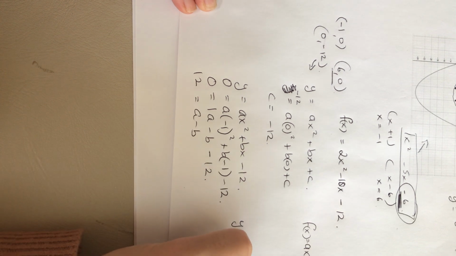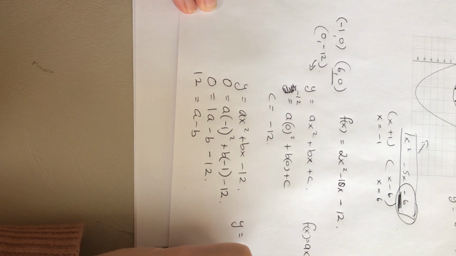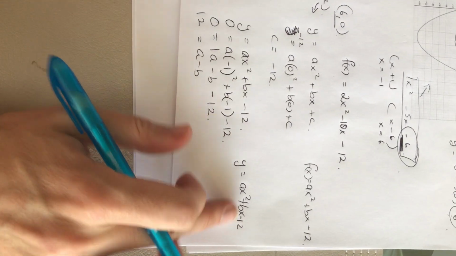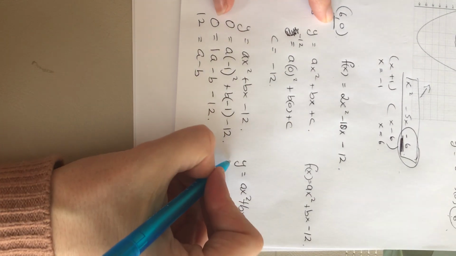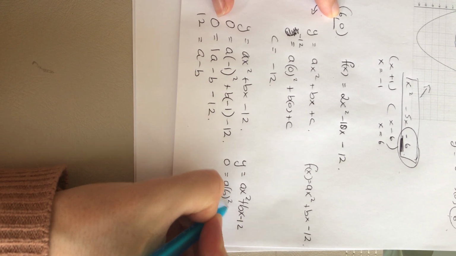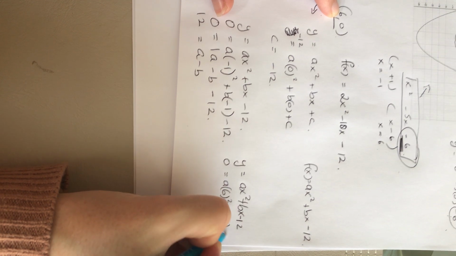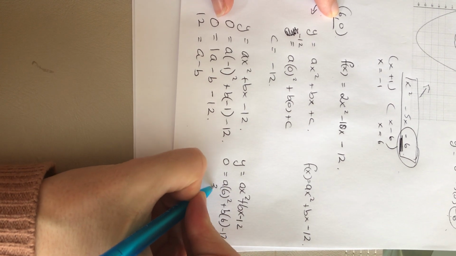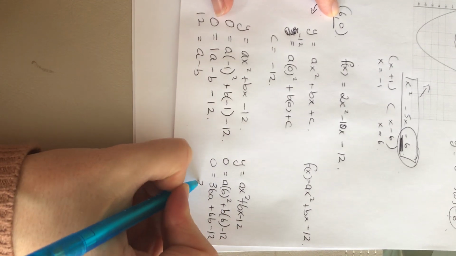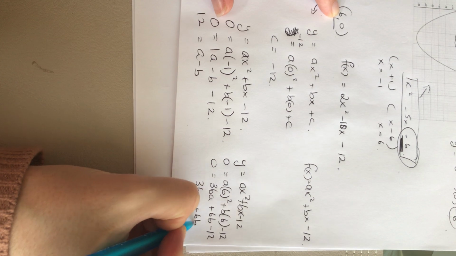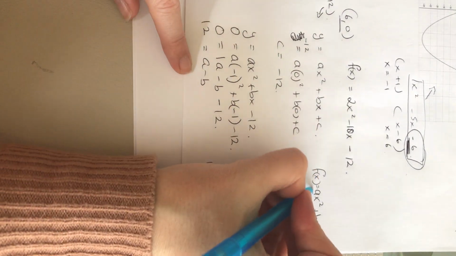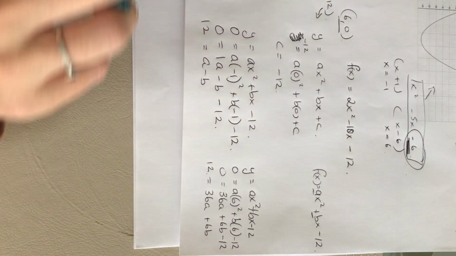Y equals ax squared plus bx minus 12 is what I have. And now I'm subbing in this point. So x is 6, y is 0. A times 6 squared plus b times 6 minus 12. That's 36a plus 6b minus 12 equals 0. So that's 36a plus 6b is equal to 12. Off you go and do your simultaneous equations, and you'd find out what a and b are, and you'd end up with a 2 and a minus 10.